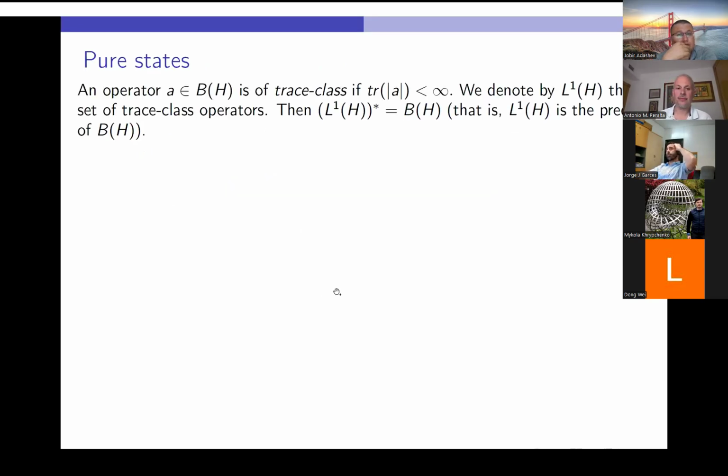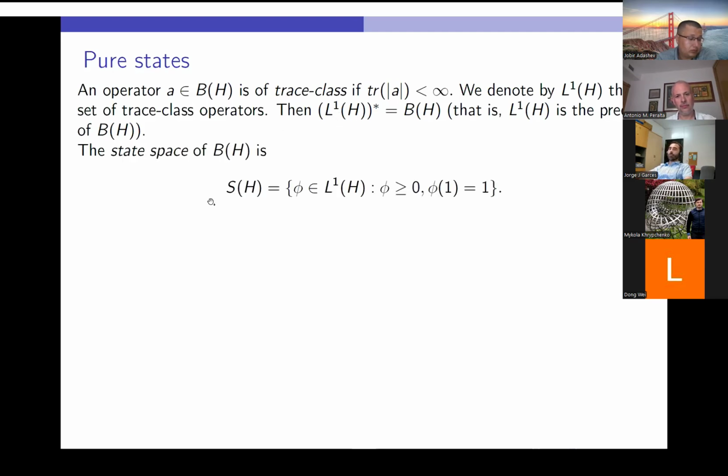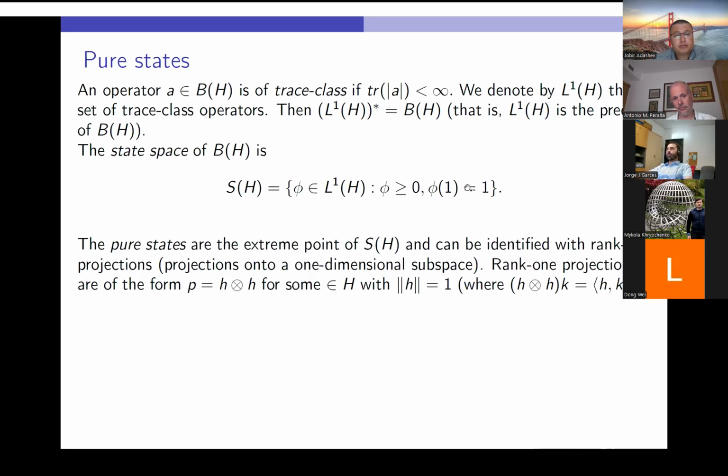So it's well known that B of H, the space of bounded linear operators, is a Von Neumann algebra, and its pre-dual is the trace class operators, right? Then the normal state space of B of H is defined as the elements of the pre-dual that are positive and such that phi of 1 equals 1. And the pure states are the extreme points of this normal state space, and they can be identified with rank 1 projections, which are projections onto a one-dimensional subspace. Okay.